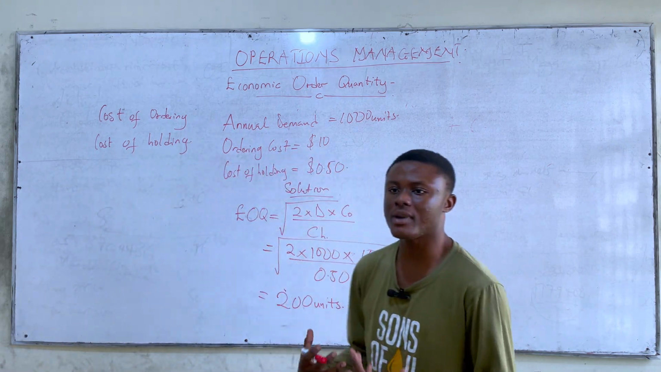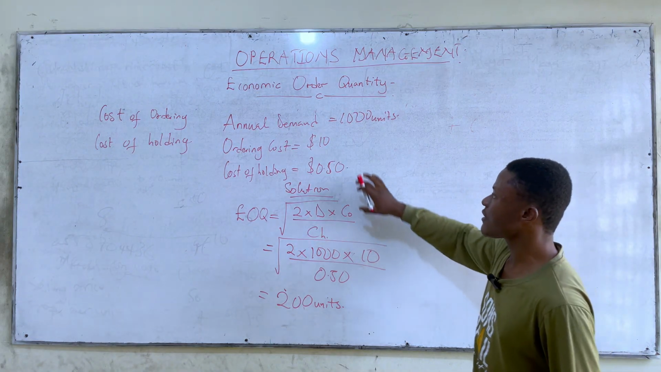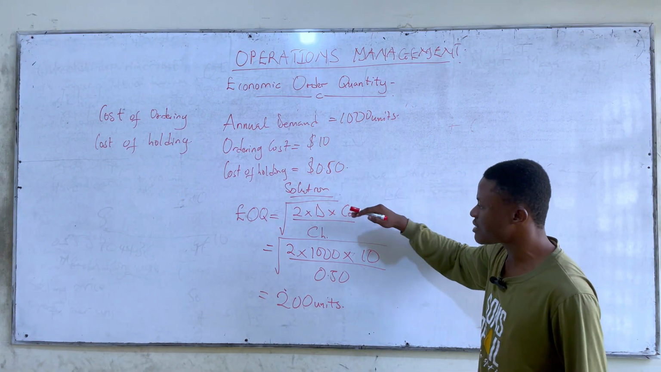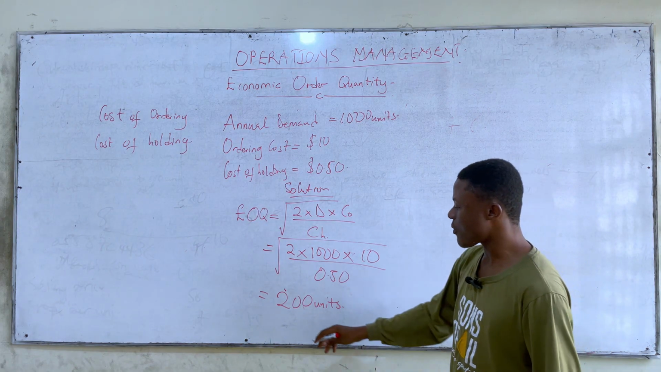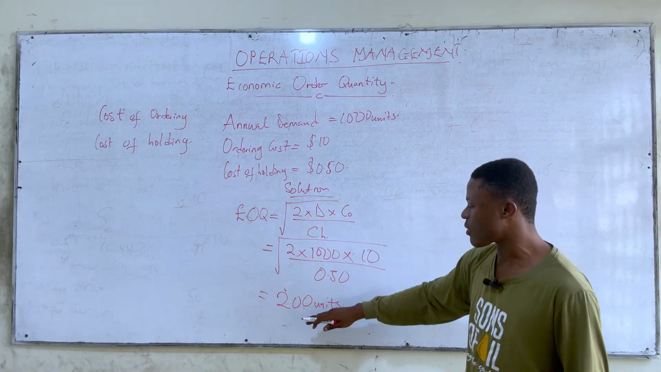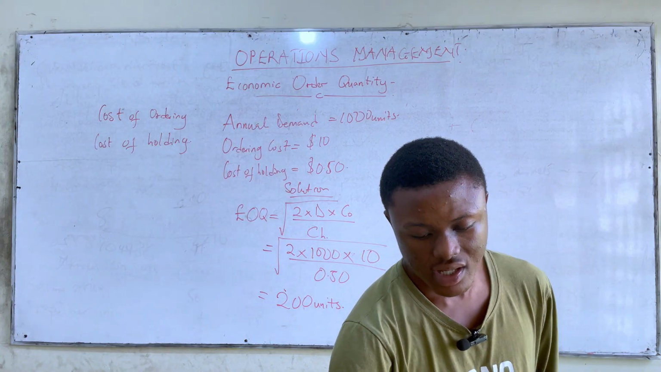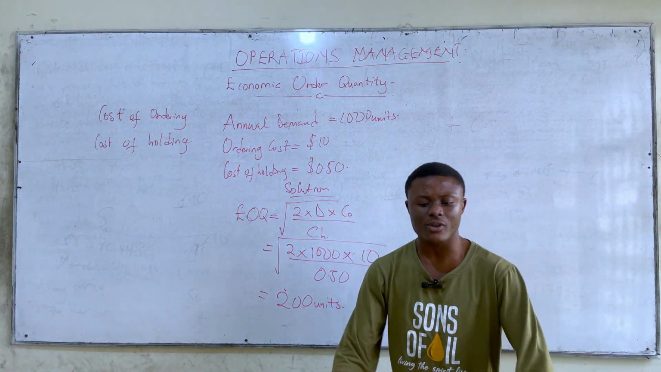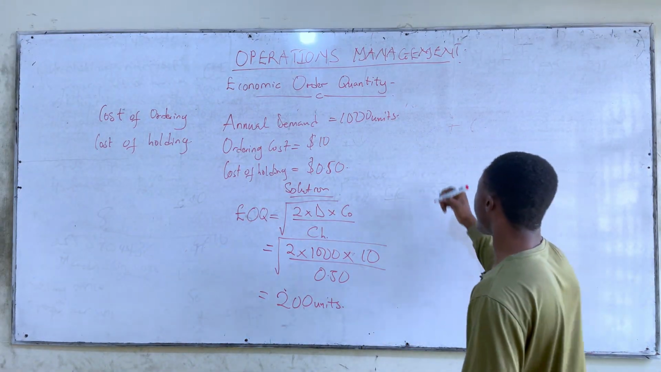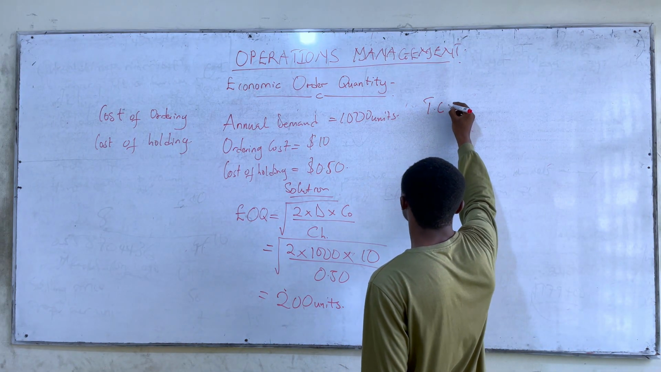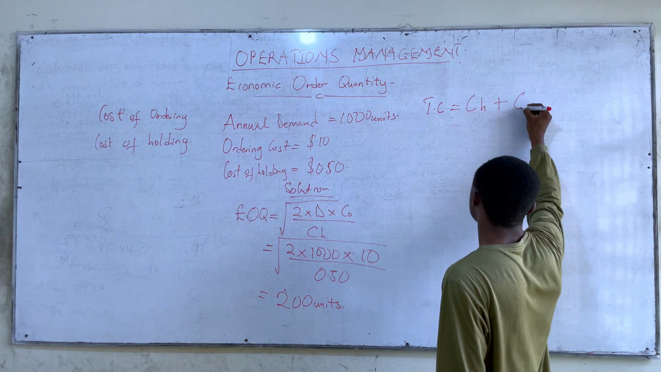When you have the formula in mind, given that it is your formula for finding EOQ, you just have to make sure that you input all these into this formula to get your answer. Are we good? So right now we are having our optimal order quantity, which is 200 units. Here, the question says that we should find the total cost of inventory based on this. And as I said earlier, our total cost, which is TC, is equal to our cost of holding plus cost of ordering.